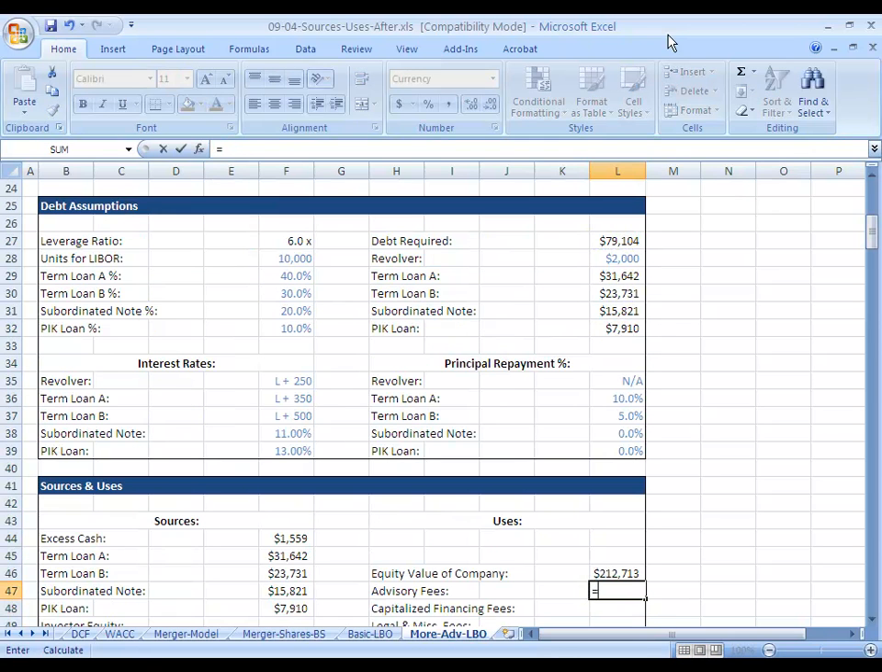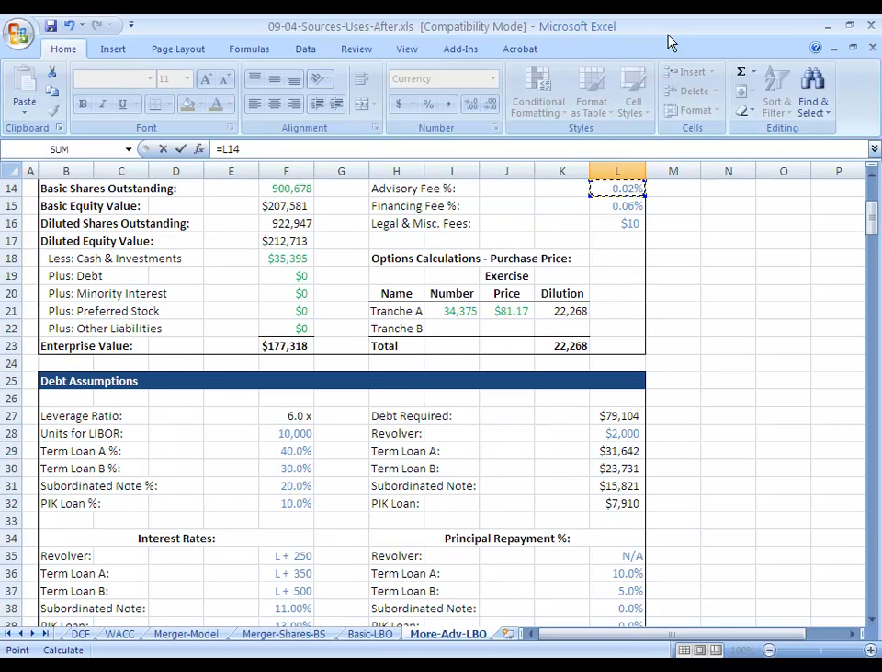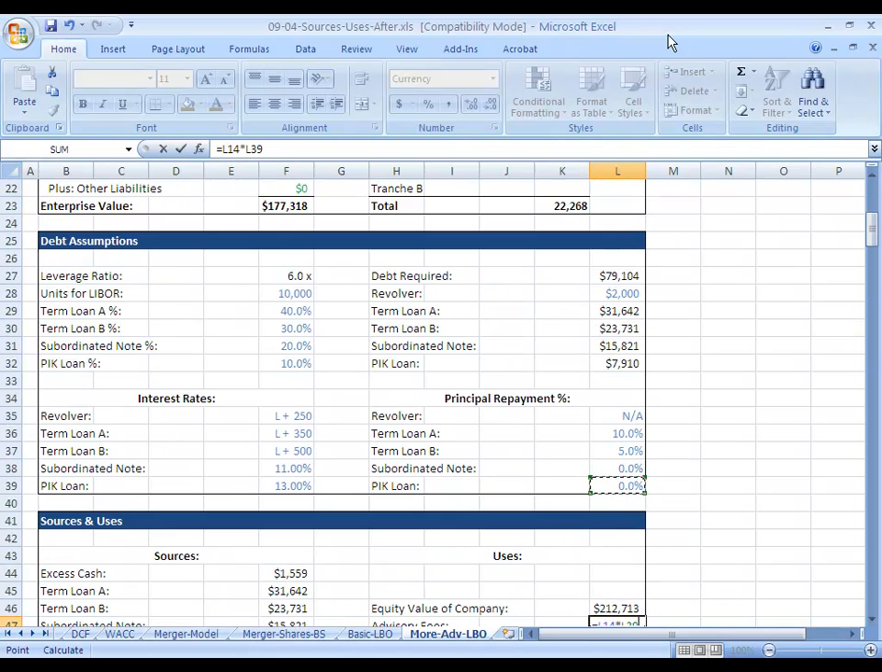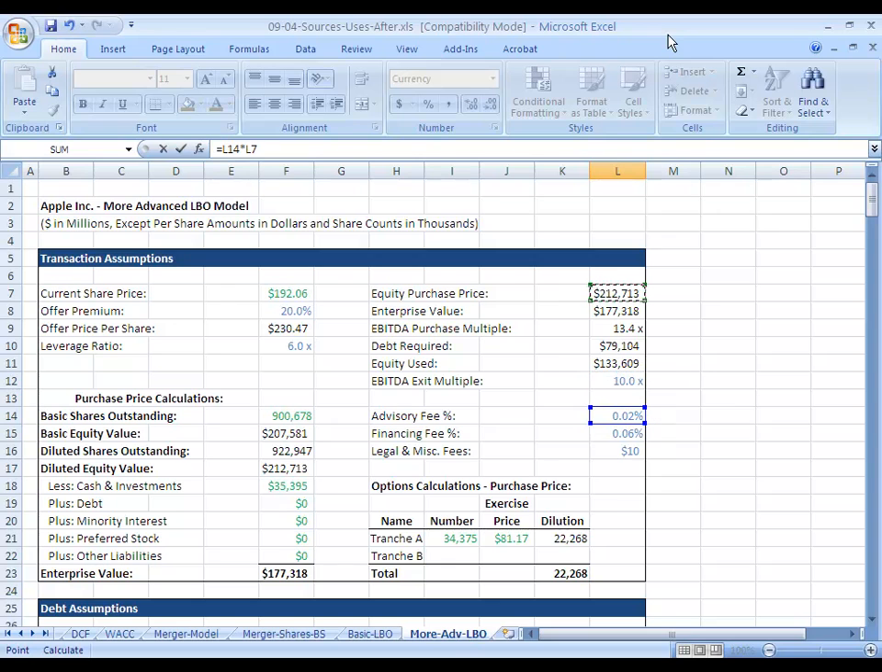For the advisory fees, I'm going to link this to the equity purchase price, so 0.02% times the equity purchase price. In transactions like this, you link the advisory fees to the equity value, not the enterprise value, because the equity value is what is publicly known, what is published in newspapers, for example.